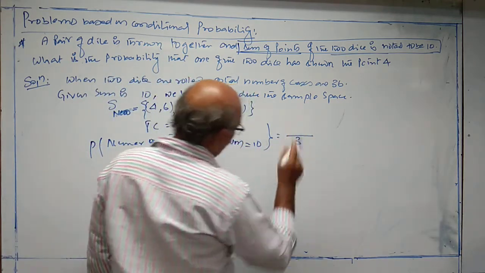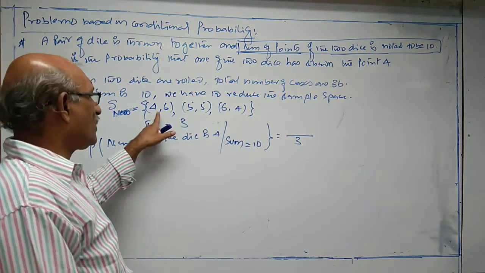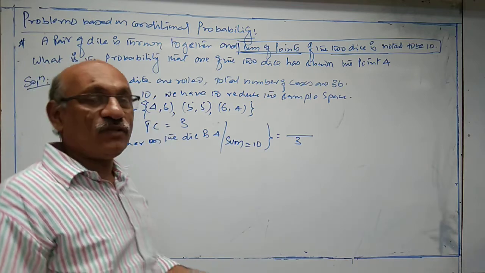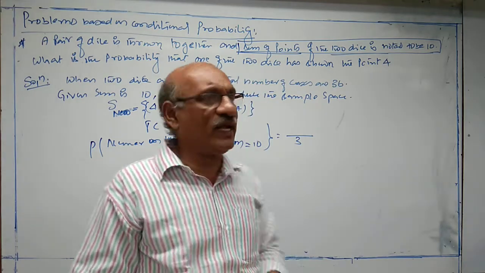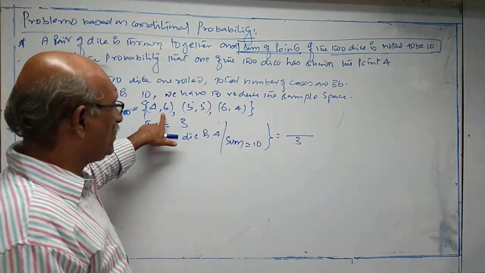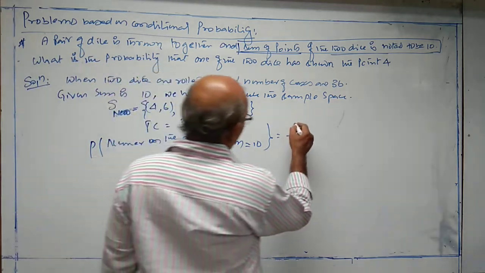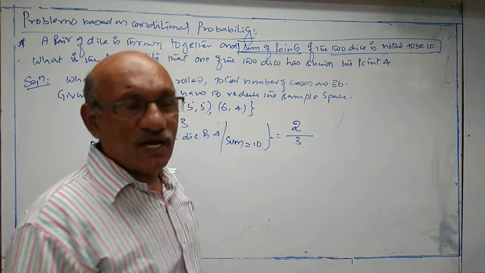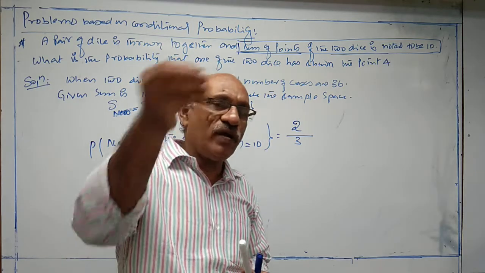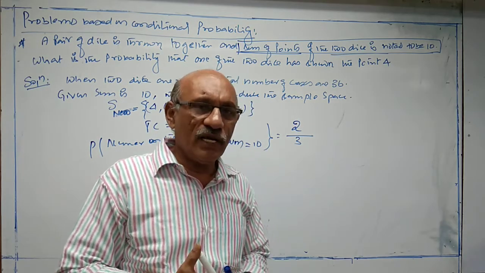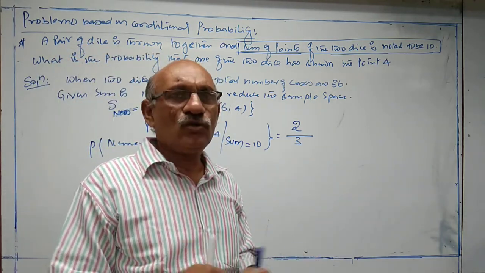So total number of cases are 3. How many cases are supporting? 2 cases are supporting. What is required here? One of the two dice has to show a number 4. It may be the first one or it may be the second one. So this case is first die is showing a number 4, and this case is second die is showing a number 4. So 2 by 3 is the answer. This way the original sample space you have to reduce according to the given condition. So this is called conditional probability. Okay, sir. Note down the solution. I'll solve 3-4 more questions so that you will get it properly.